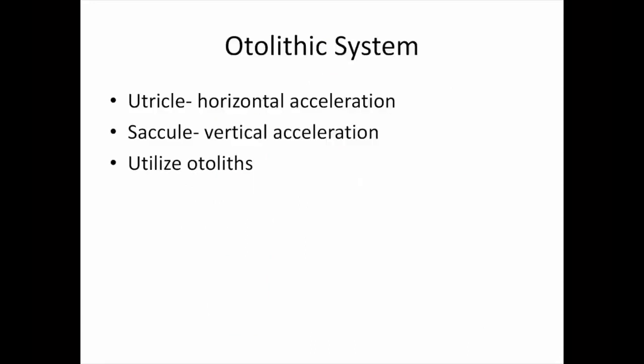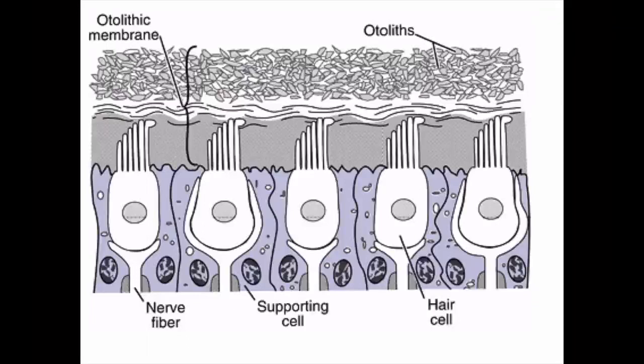So I told you the position of the receptors in the utricle and the saccule are different, and they are tonic receptors. The utricle, where the receptor is placed in the horizontal, gets stimulated by horizontal acceleration. In the saccule, it is the vertical acceleration because it is kept in the vertical way. This is again another diagram showing the receptor in the utricle and the saccule.